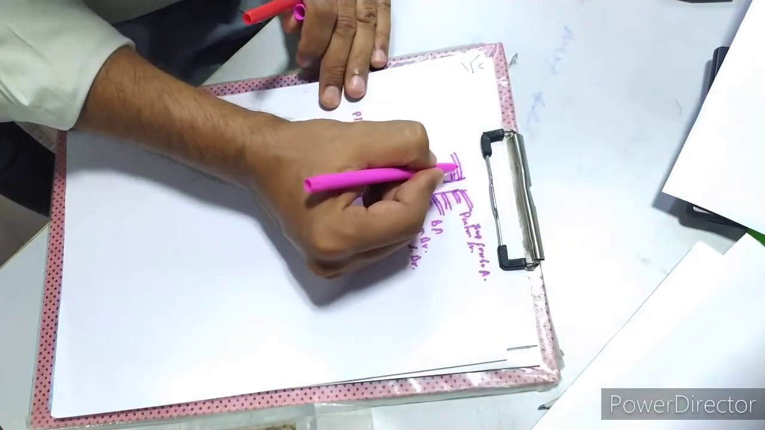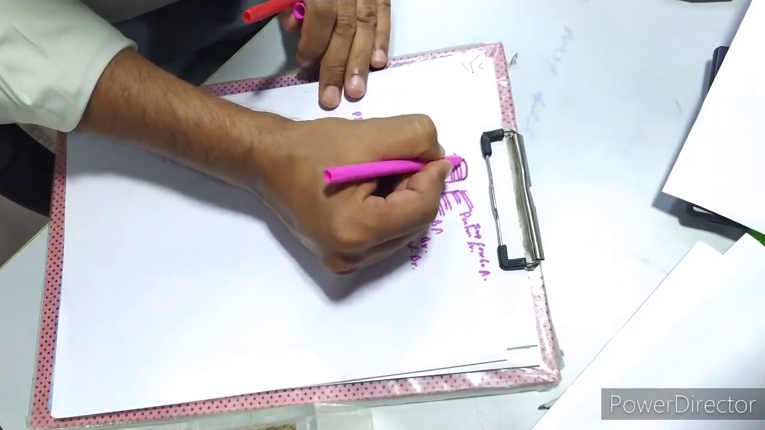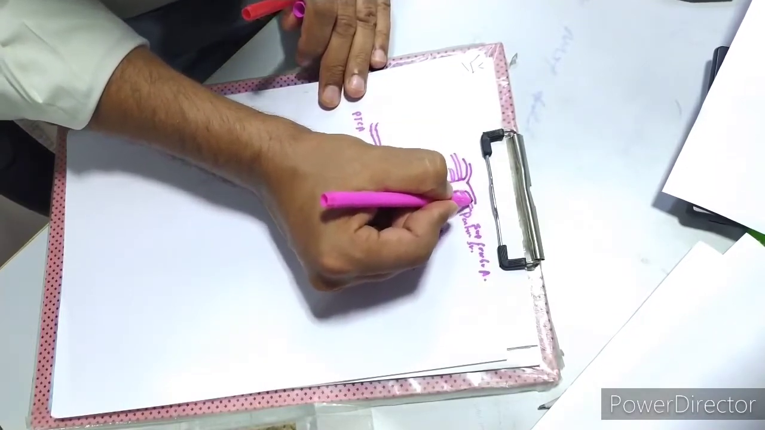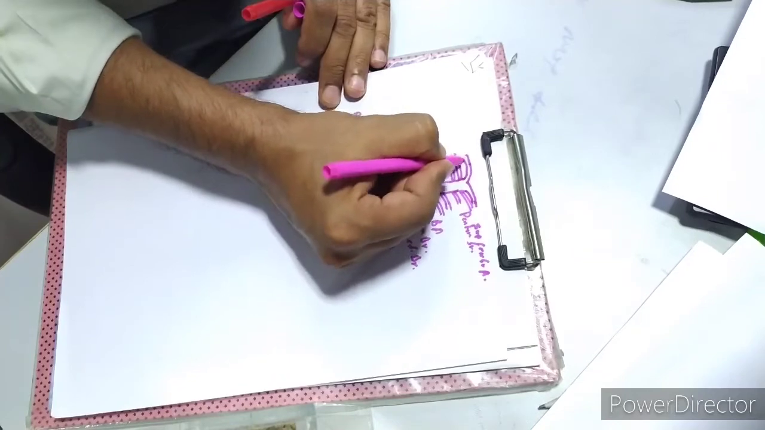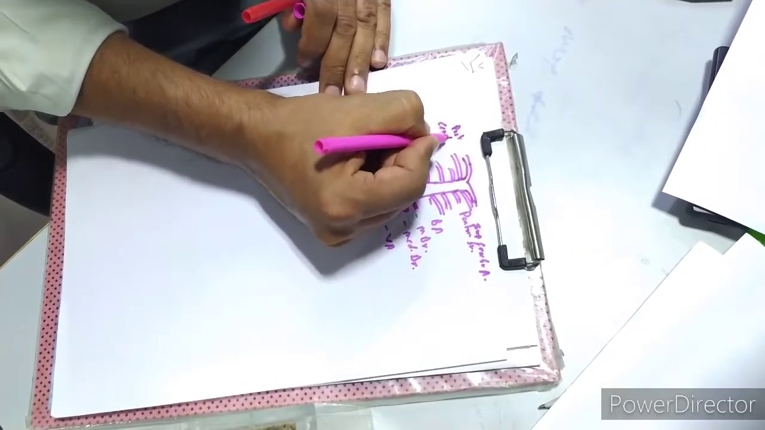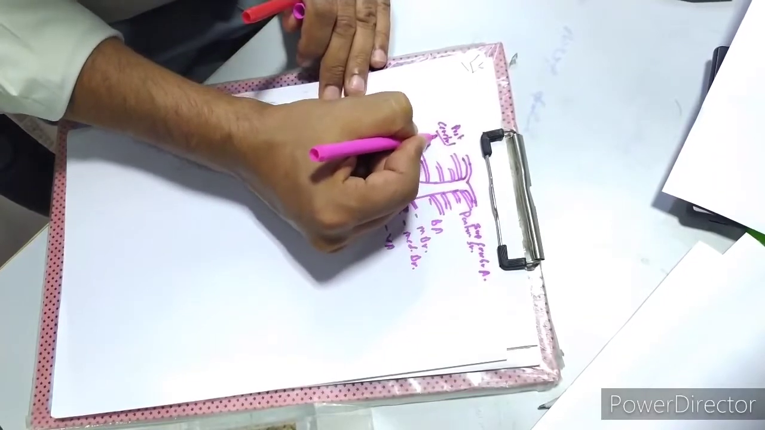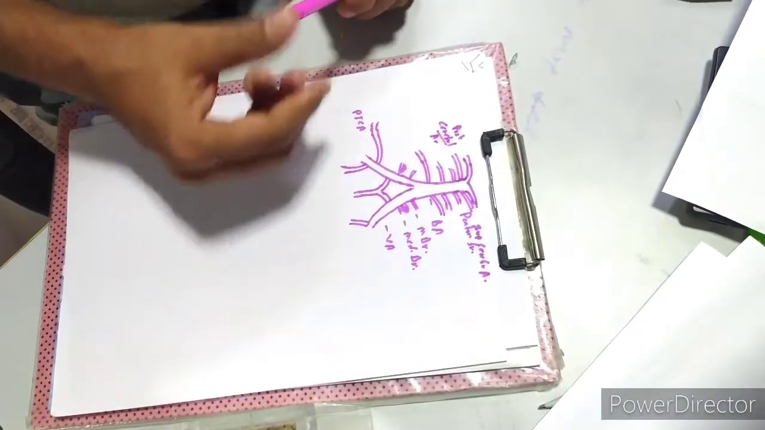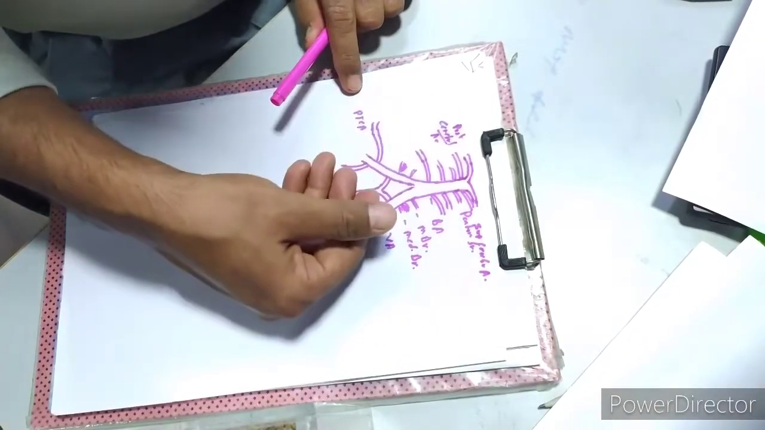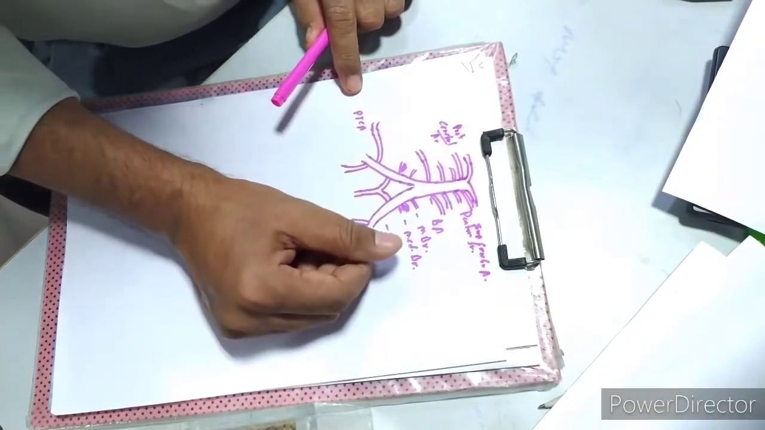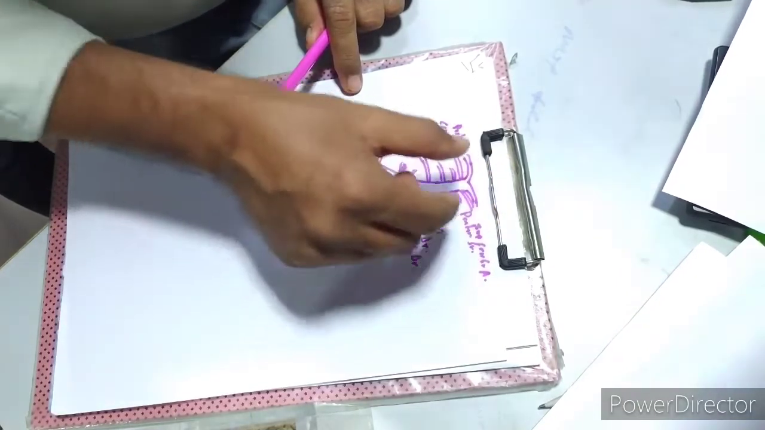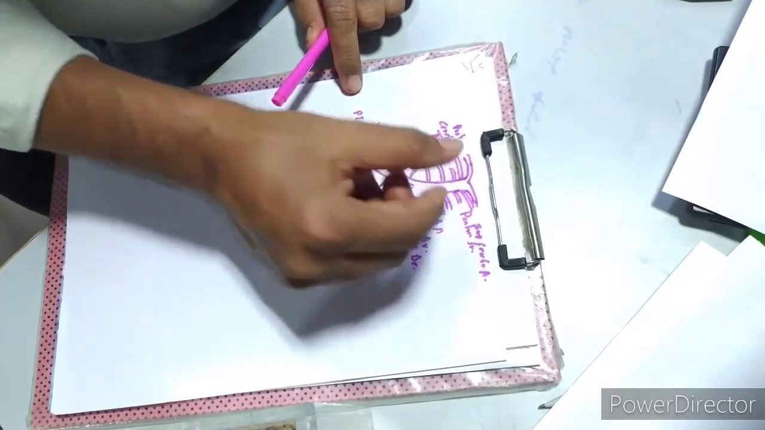And last, it divides into two terminal branches. There is a posterior cerebral artery. This is the posterior cerebral artery. This posterior cerebral artery supplies the occipital lobe, the tentorial surface of the cerebellum, and the lower strip of the superolateral surface of the cerebellum towards the occipital lobe.